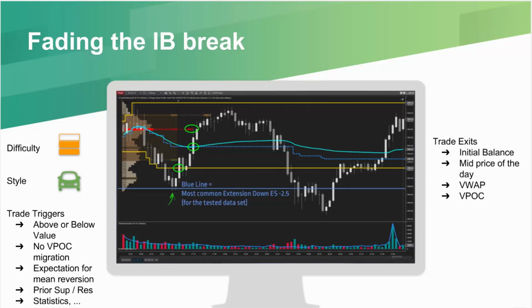So in this trade strategy, we're attempting to fade the initial balance break. I noticed when I was looking at the statistics that the most common extension down was 2.5 points, so I put that line on the chart, which is this blue line here. That's just a line that I draw myself, and that happened to be the first low of the day.